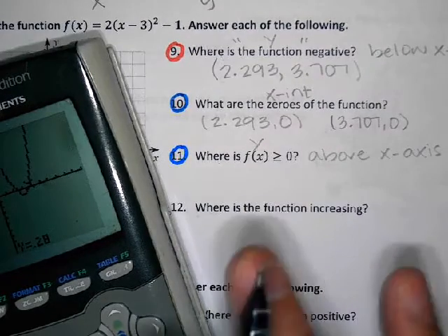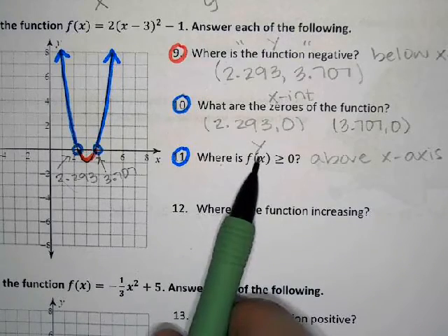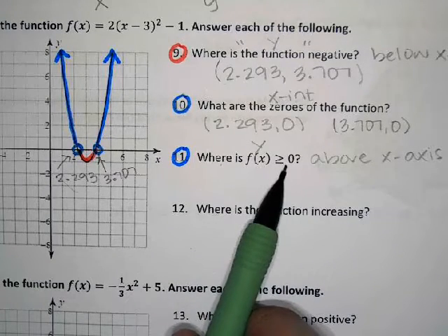Okay. So now for the next one, now we're going to answer where is the y value equal to 0 or positive.